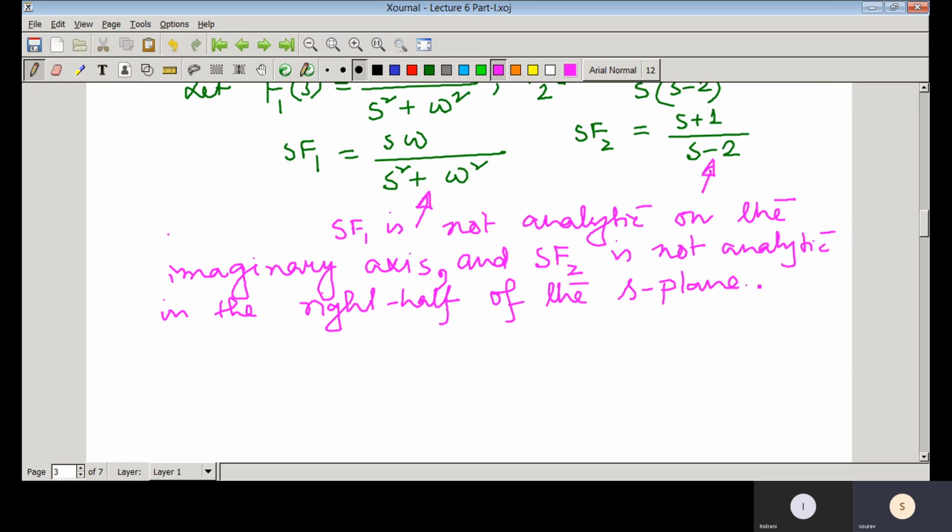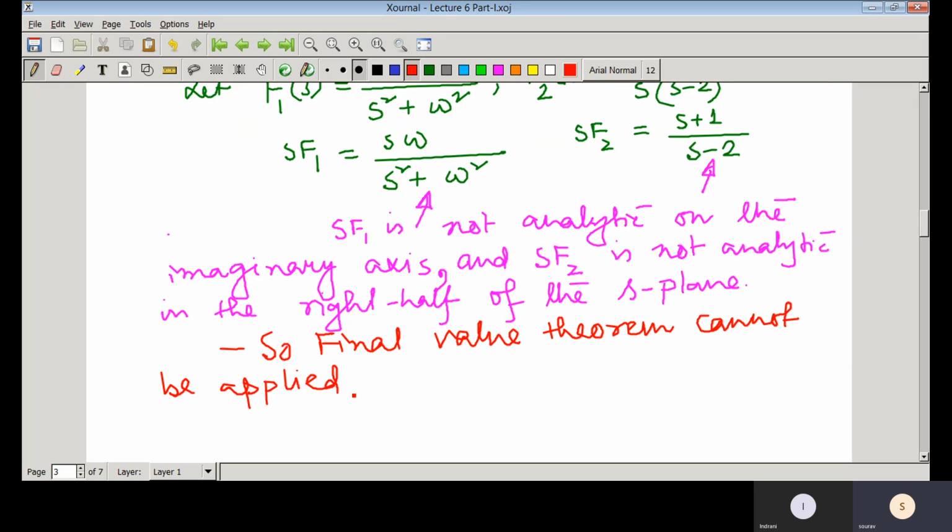So clearly the condition for applying the final value theorem is violated. So the final value theorem cannot be applied.